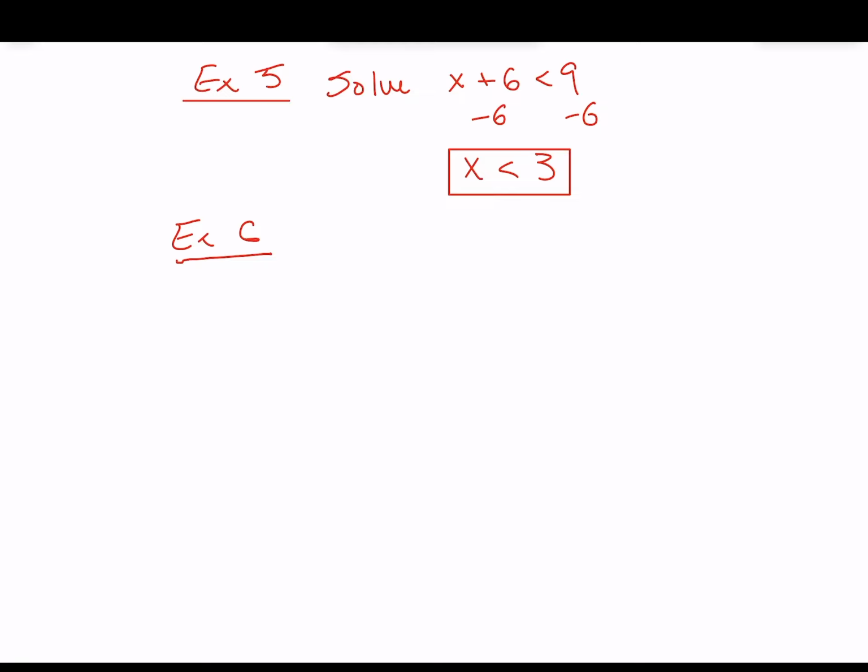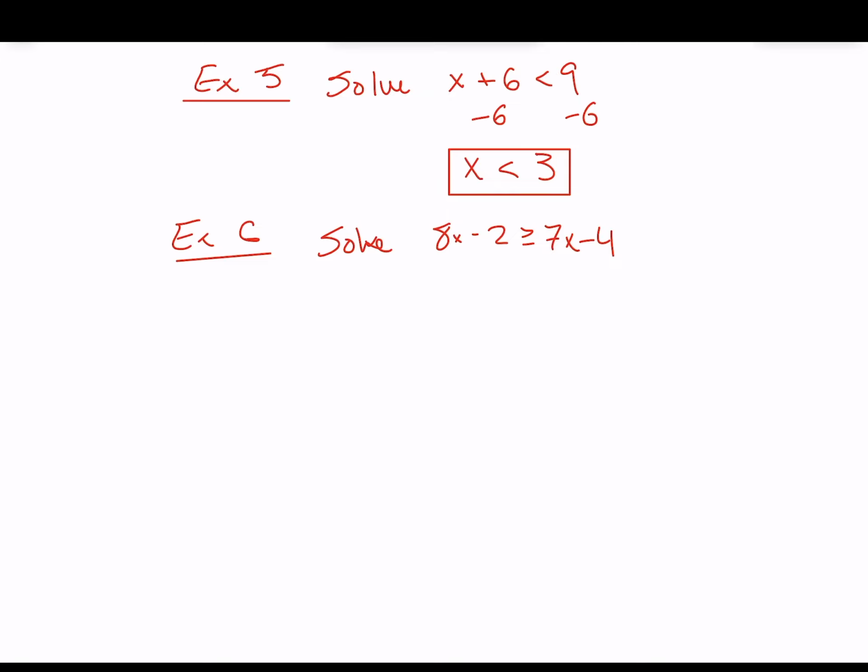Let's do another. Example 6. If I want to solve 8x minus 2 greater than or equal to 7x minus 4. Again, the only time we're going to change the direction of our symbol is if we have to divide or multiply by a negative number.